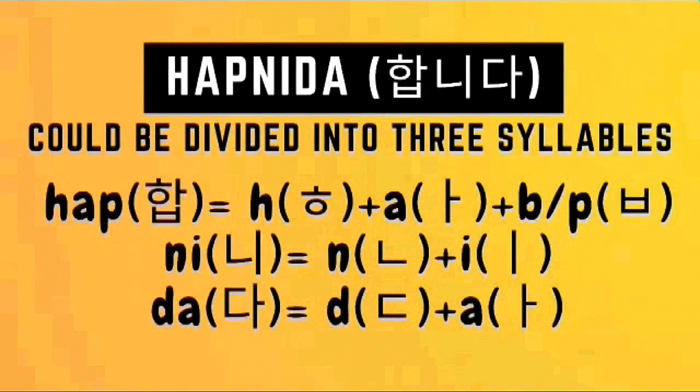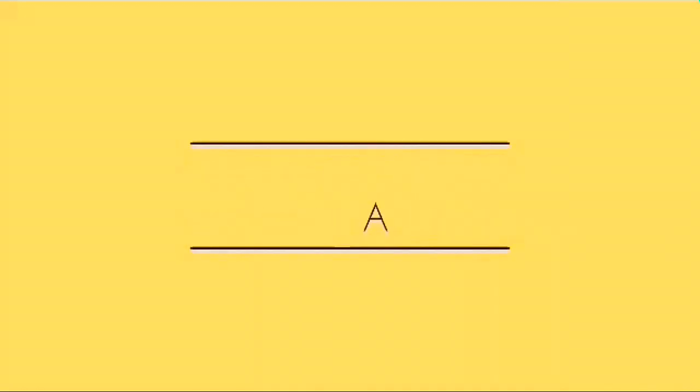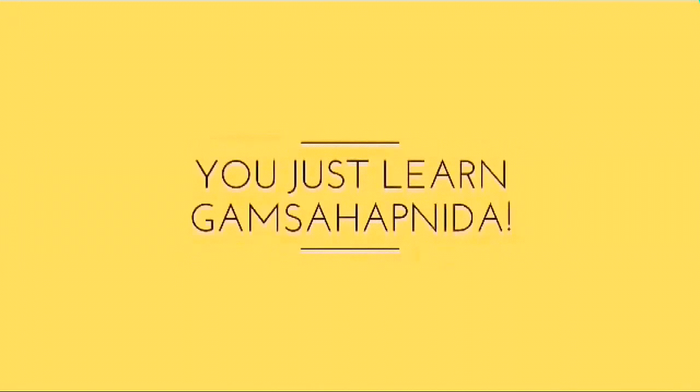Now let's go to the last 3 syllables, 합니다. The third syllable hap is formed from the combination of the hieut, a, and bieup sound. Even though it has a bieup sound at its ending, it is pronounced as ham since it is followed by a nieun character on the syllable ni. Ni is formed from nieun and i, and da is formed from digeut and a. 감사합니다. And with that, you've just learned 감사합니다.